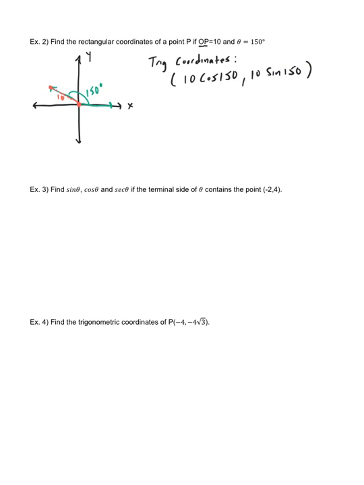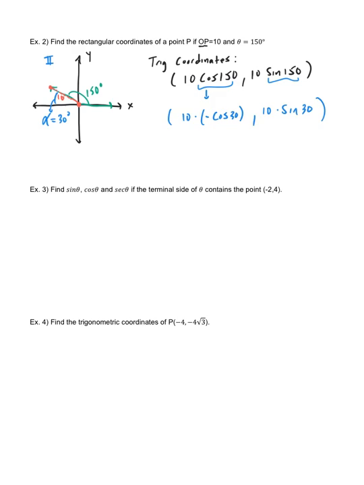But we want rectangular coordinates, so we're going to actually have to evaluate each of these trig functions and simplify. So to evaluate, remember that our reference angle is 30 degrees. The angle terminates in quadrant 2. So that means that cosine is going to be equal to negative cosine of 30, and sine is going to be equal to positive sine of 30.